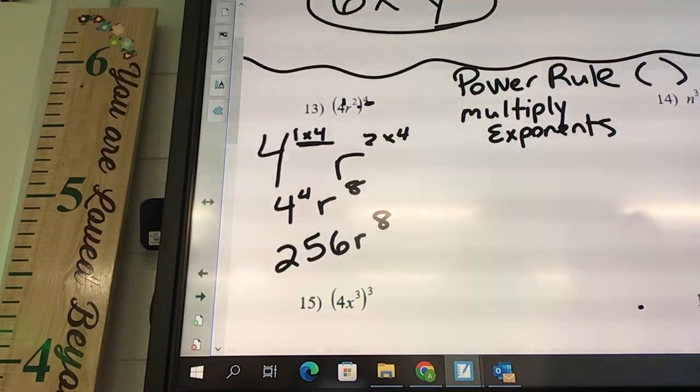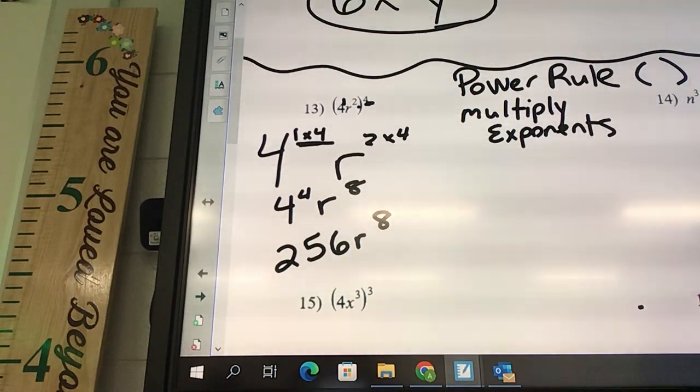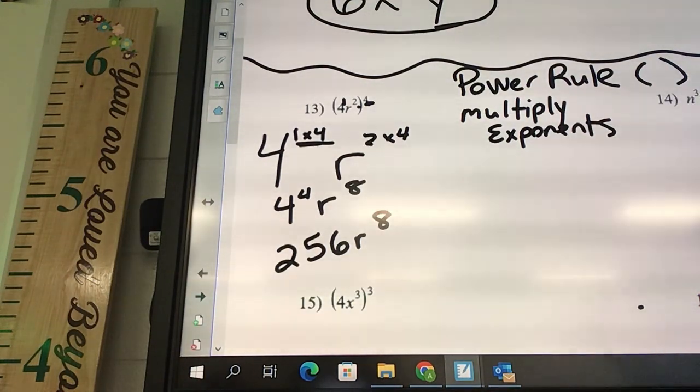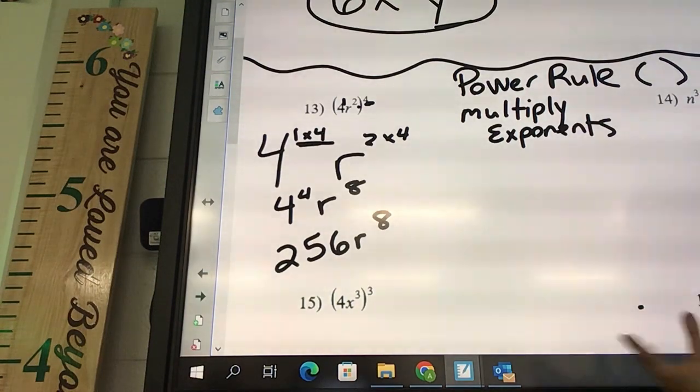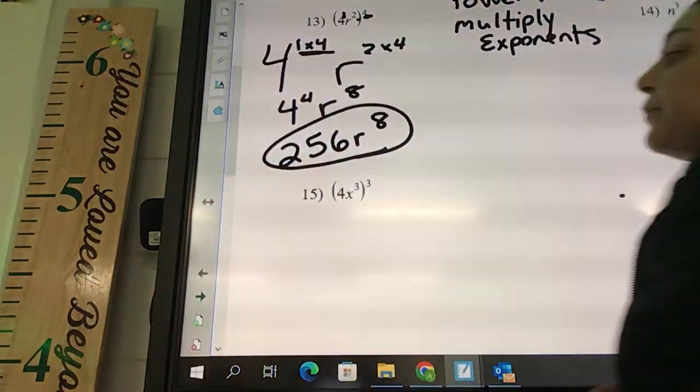I'm going to tell you this. Use your calculator because your brain cannot help but think 4 to the 4 is 16, or 4 squared, a lot of you guys will think is 8. Use your calculator. Sometimes when we're dealing with exponents, the numbers get really big really fast. So now this one is done.